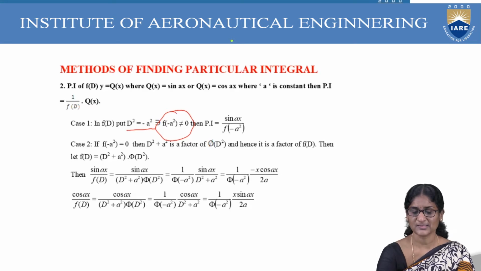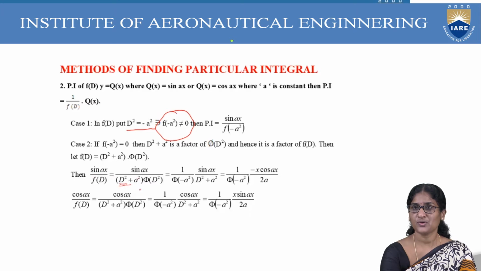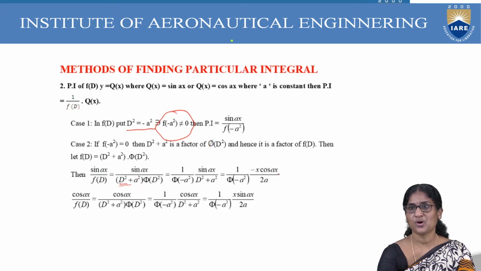Now in this case, if the denominator is equal to 0 after substituting d square is equal to minus a square, how do we move further? There is a formula for sin ax by d square plus a square. You can see that if d square is equal to minus a square, the denominator value will become 0, so we should not do it like that. It can be written as minus x cos ax by phi of minus a square into 2a.